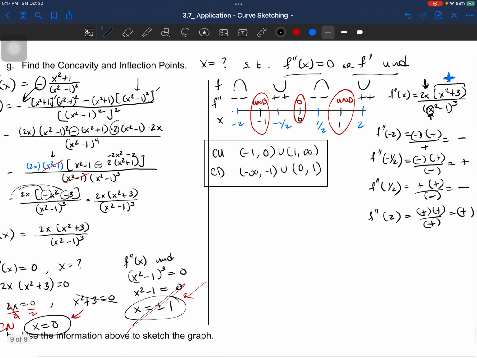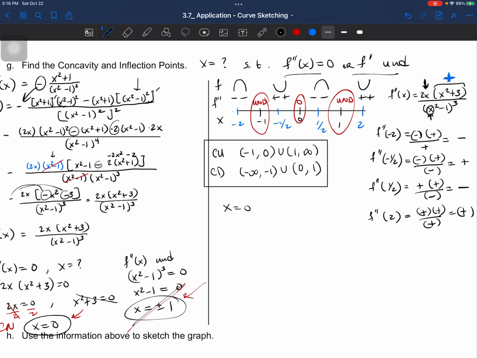Perfect. All right, and then let's jump into the next part. They're also asking us for an inflection point. So we do have a possible point of inflection. Well, actually, because this does not exist, that's not an inflection point. Also, same argument for this one, even though there's a change of concavity, this number does not exist.